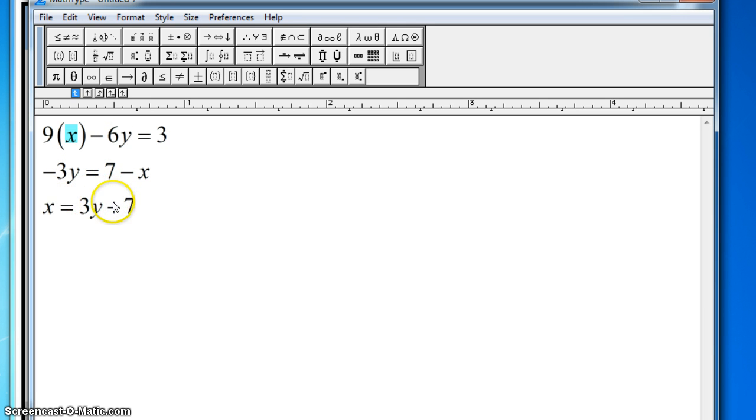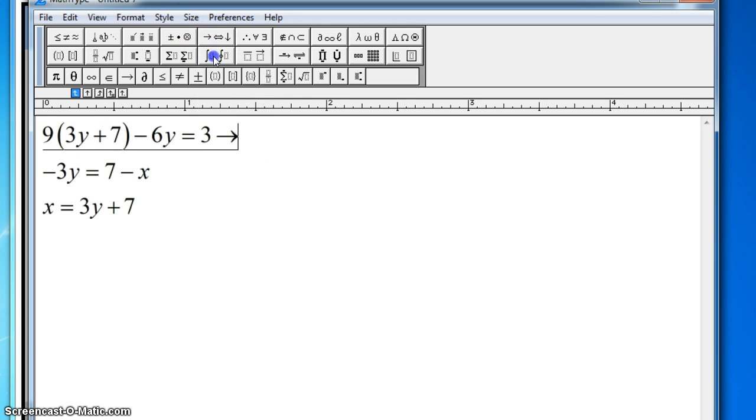We had x equals 3y plus 7, so we do 3y plus 7. That's it. And then we have one equation with one unknown, right? So we can leave the other equation. Okay, so now we have to solve for y, and that's actually something we know how to do, and that's pretty easy.